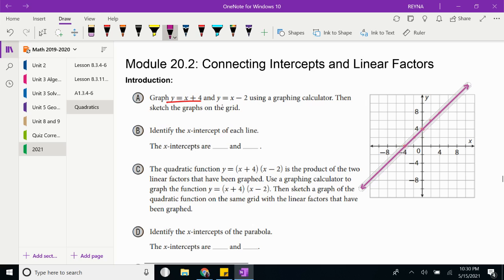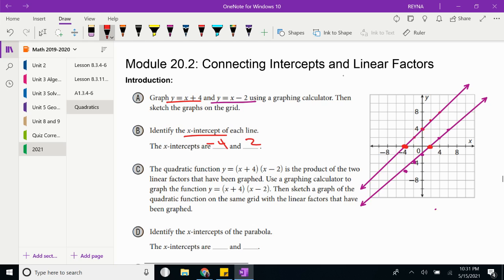We could do the same with this graph. A y-intercept of negative 2, slope of 1, up 1 over 1, up 1 over 1, up 1 over 1, down 1 over 1, down 1, back 1, again, draw our line. Okay, and then if we want, we can say these have x-intercepts. So we want to look where they cross the x-axis. The first one right here is at negative 4. The second one here is at positive 2.